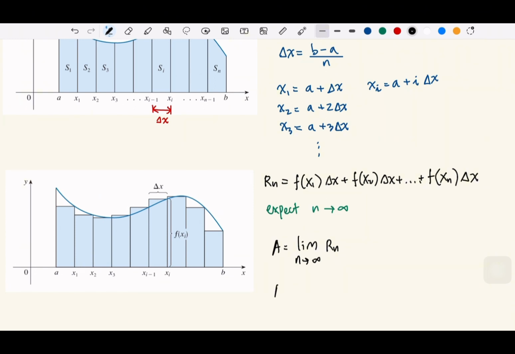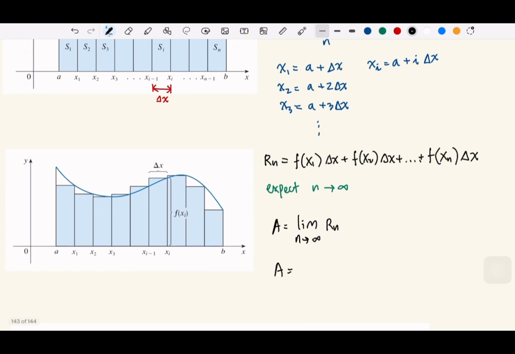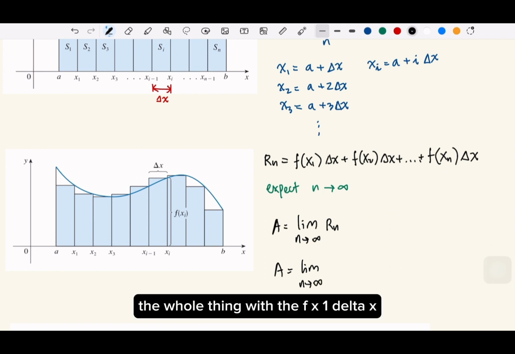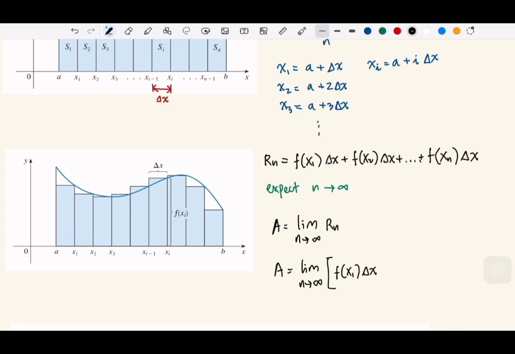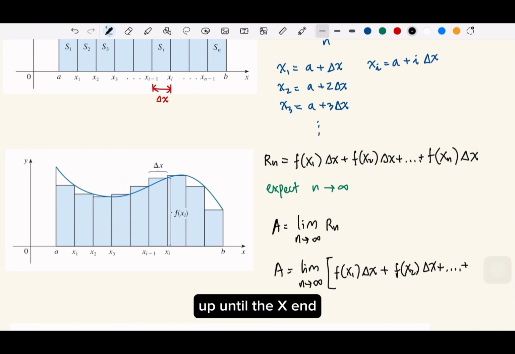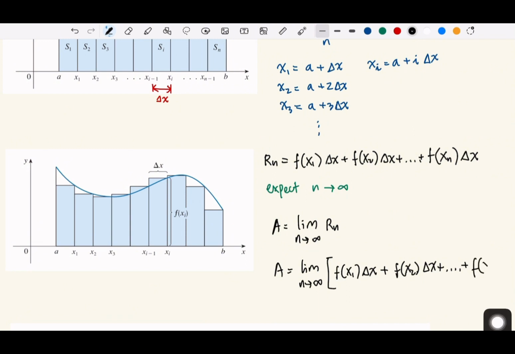Or we can write the whole thing with the f x1 delta x plus f x2 delta x up until the xn.